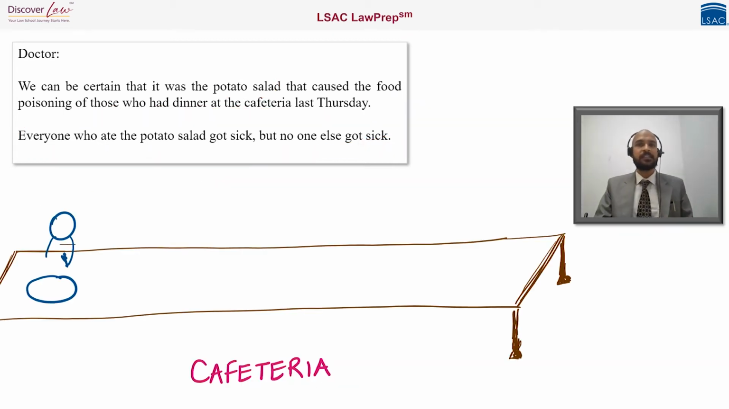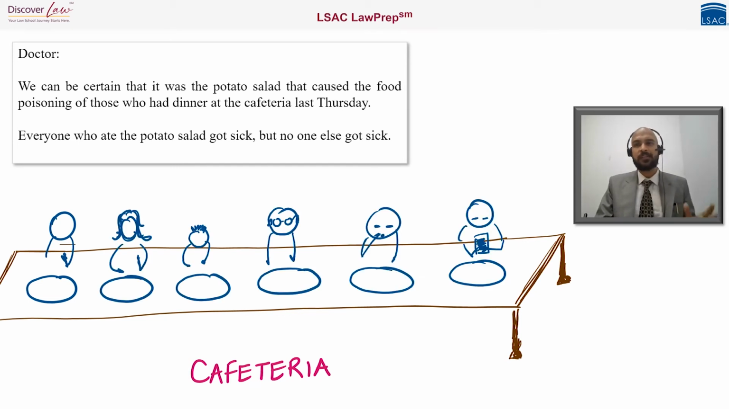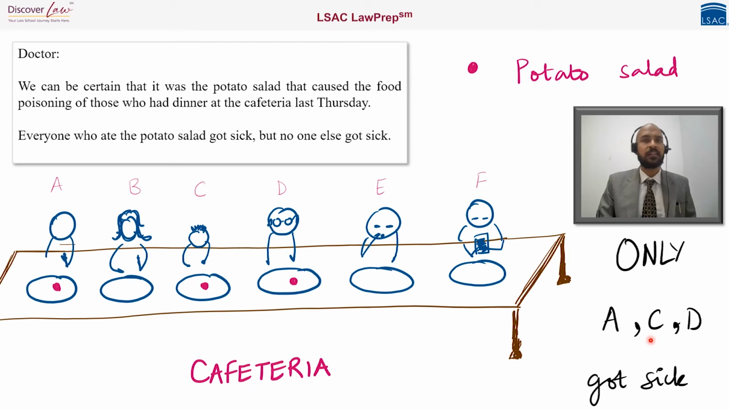Let us say this is the cafeteria, and you have a couple of people who have now decided to either eat or maybe watch their phones in the cafeteria. So now let us say that these people are A, B, C, D, E, and F. Let us start with potato salad. Let's say this is what the potato salad looks like, and I put potato salad into the plates of A, C, and D. And then we say that A, C, and D got sick. So you can say that, hey, everyone who ate the potato salad got sick, but no one else got sick, which means that the potato salad has caused the poisoning.